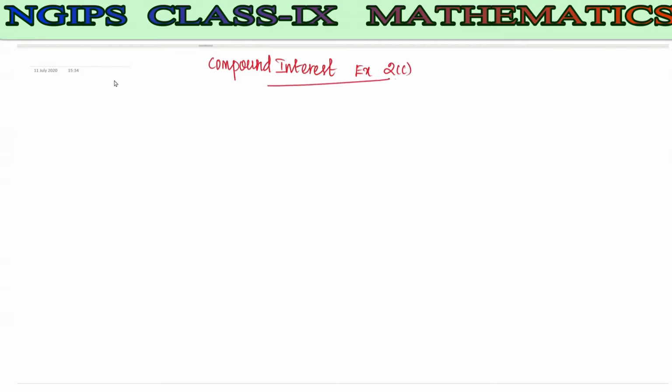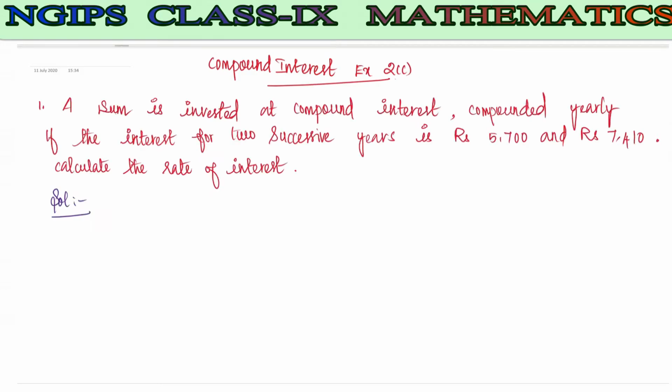Here we have the first problem. A sum is invested at compound interest. We don't know the sum. It is compounded yearly, and the interest for 2 successive years is given. So this is the first year and this is the second year. We need to calculate the rate of interest. Is it clear? In this exercise we are going to use a formula.